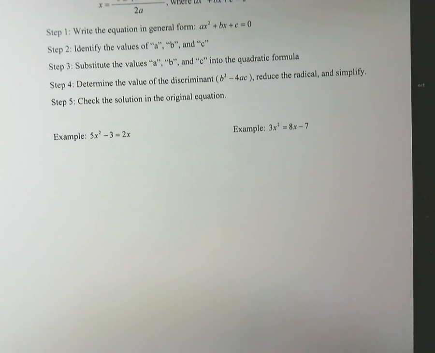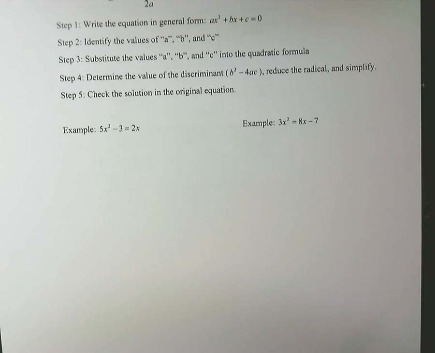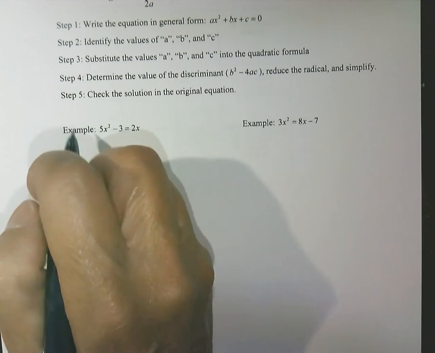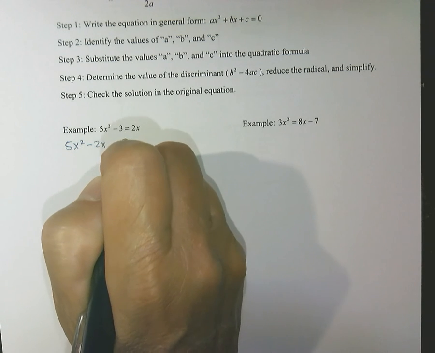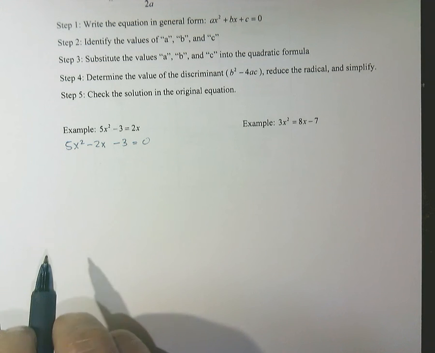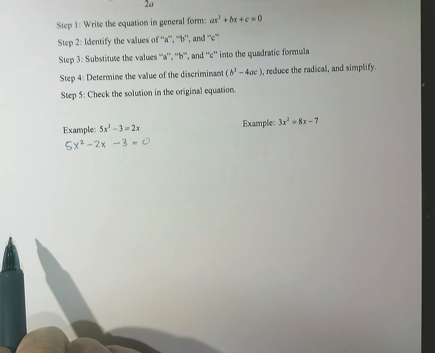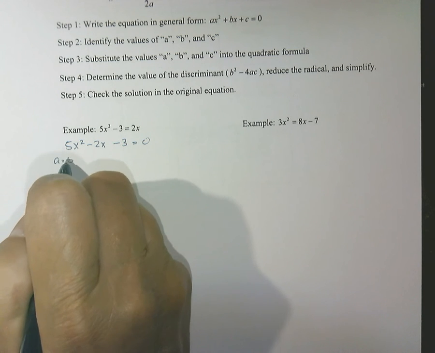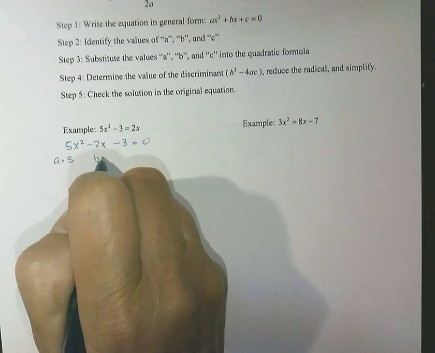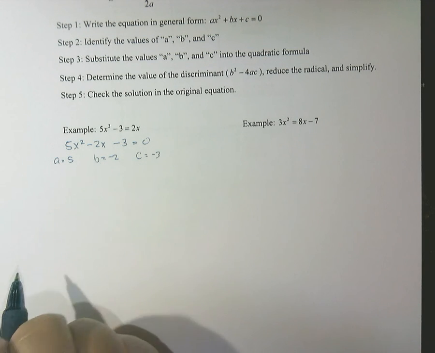My first example is 5x squared minus 3x equals 2x. So I'm first going to rewrite this as 5x squared minus 2x minus 3 equals 0. I always try to keep the term in front of x squared positive. It's going to save you a lot of trouble later on. So my a is going to equal 5, my b is going to equal negative 2, and my c is going to equal negative 3.